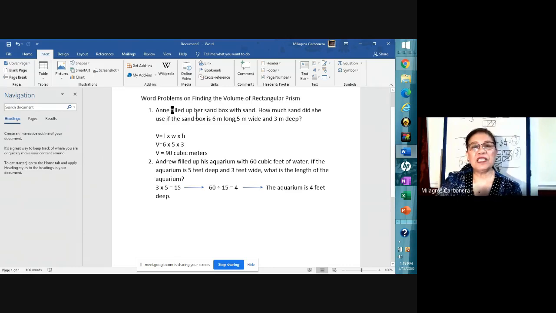and filled up her sandbox with sand. How much sand did she use if the sandbox is 6 meters long, 5 meters wide, and 3 meters deep?